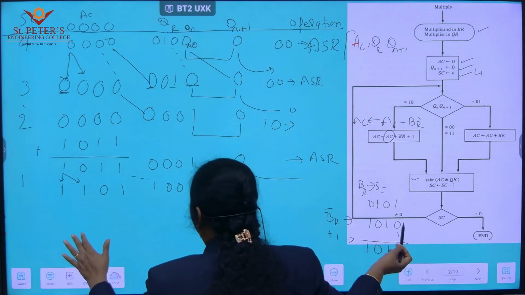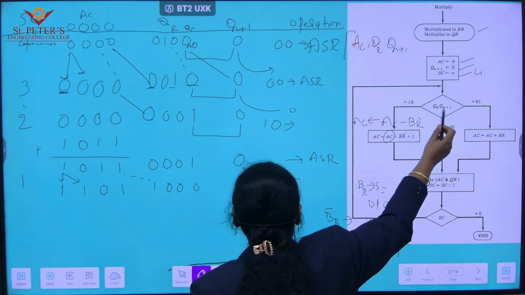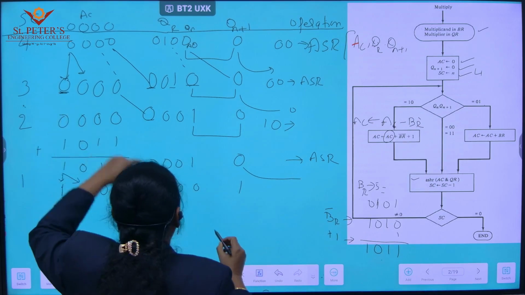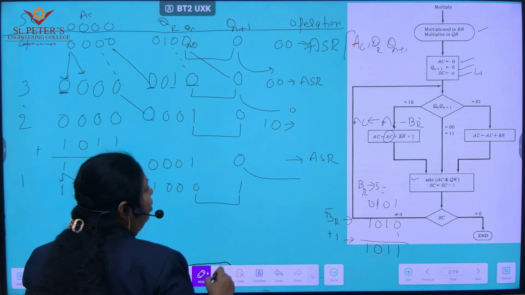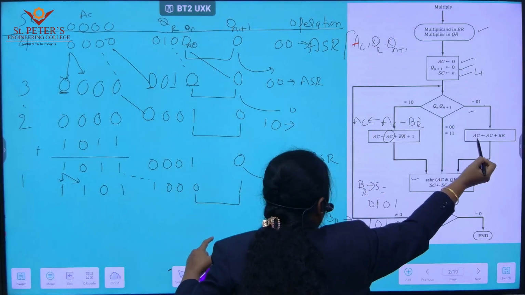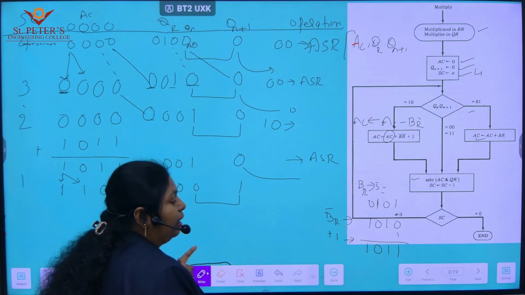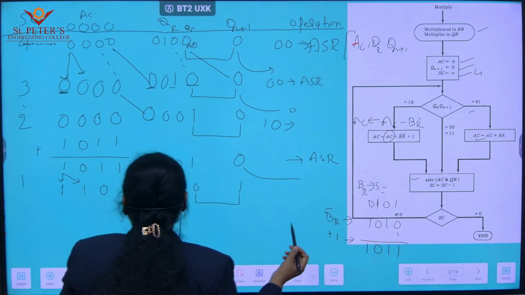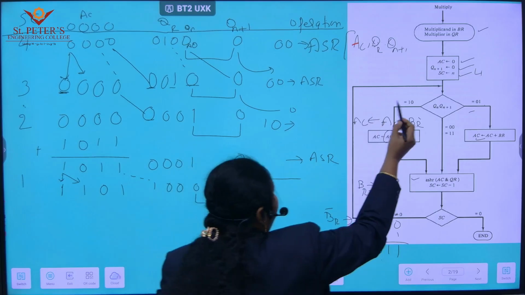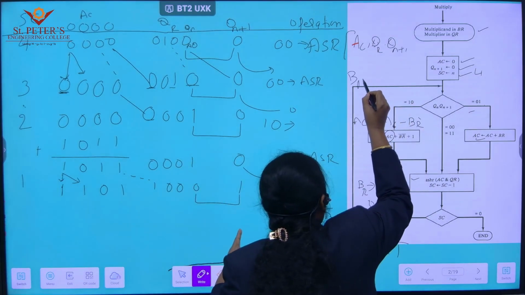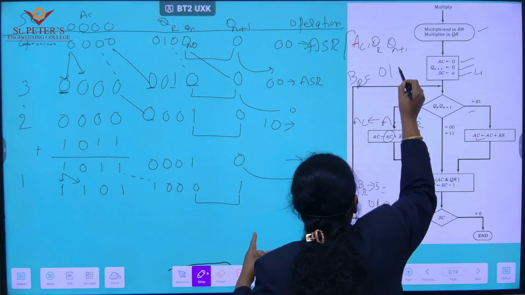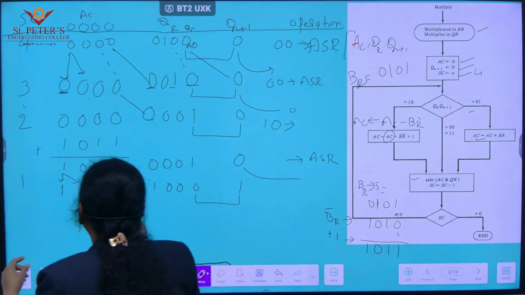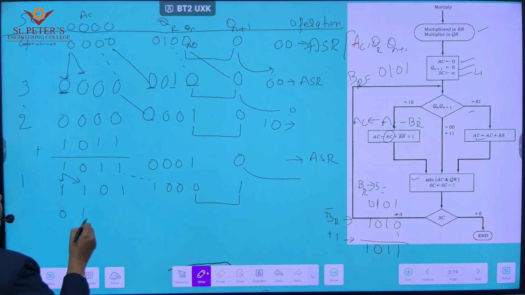Is this 0? No. We have to go back to the 2-bit inspection. In the 2-bit inspection, the combination is 0 1. So we have to go with the AC plus BR. What is the BR value? BR value is nothing but the multiplicand 0 1 0 1. So we have to add it with the 0 1 0 1.